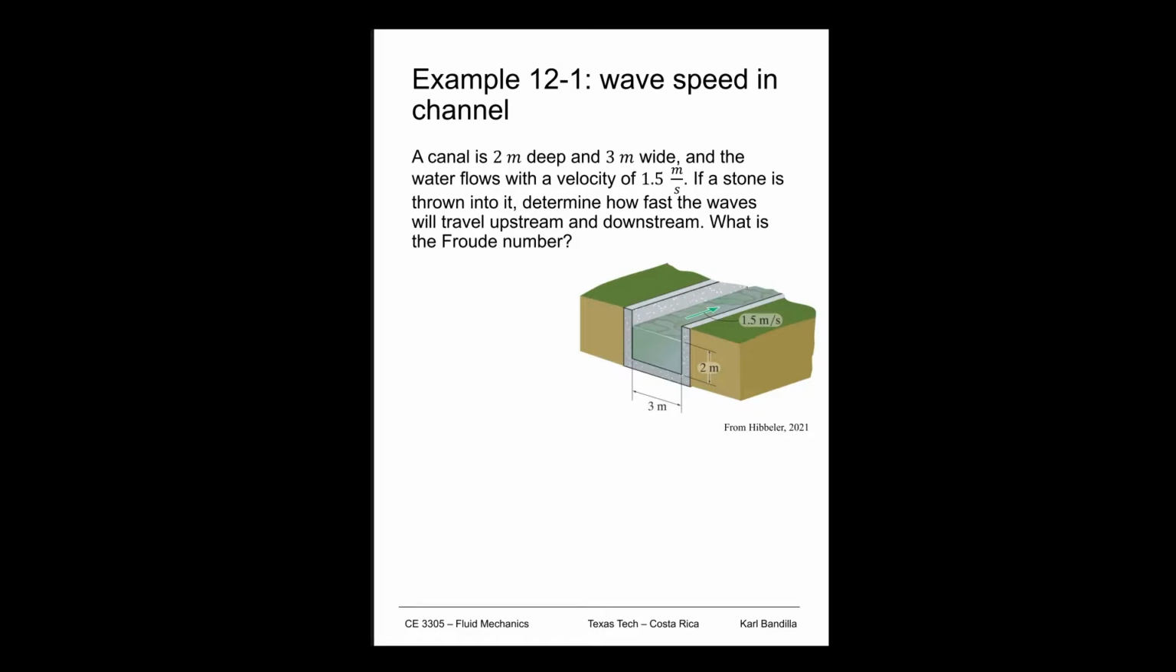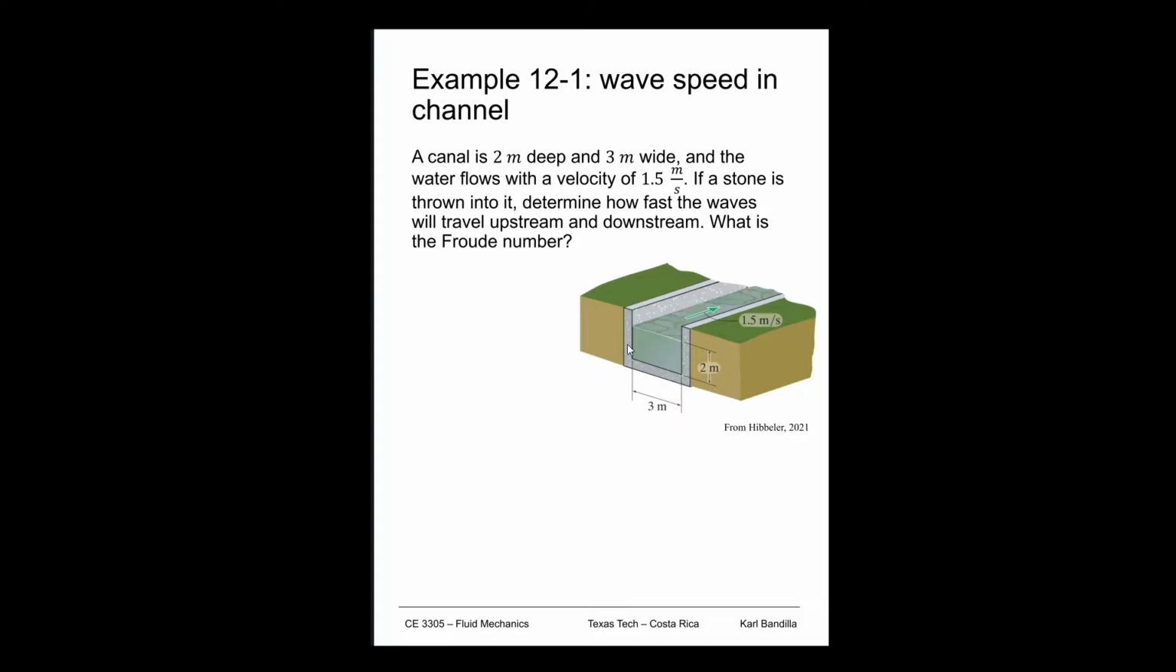This is example 12-1, wave speed in a channel. So the idea is that we have this channel here, water is flowing from left to right, more or less, and we throw a stone in it, and of course the stone is going to create a circular wave, and part of that wave is going to go upstream, and part of it is going to go downstream.